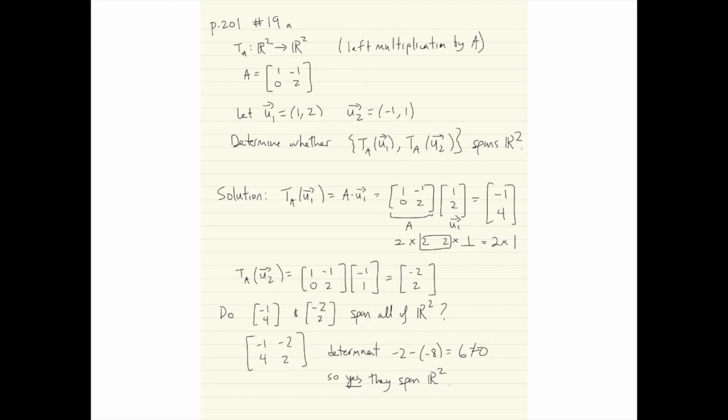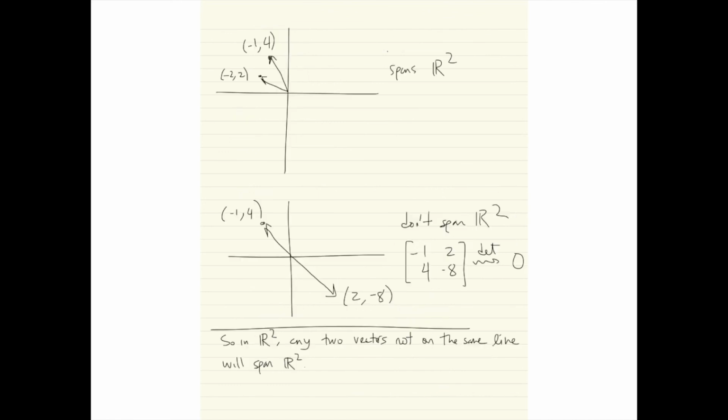And so the question boils down to, do these vectors, minus 1, 4, and minus 2, 2, span R2? And we've just seen that that boils down to throwing them into a matrix and asking, is the determinant non-zero? I've computed the determinant to be 6, which is certainly non-zero. And so the answer is yes, they do span R2. In terms of a picture, these two vectors, minus 1, 4 and minus 2, 2, look like so. And they will turn out to, as we've just seen, span R2.